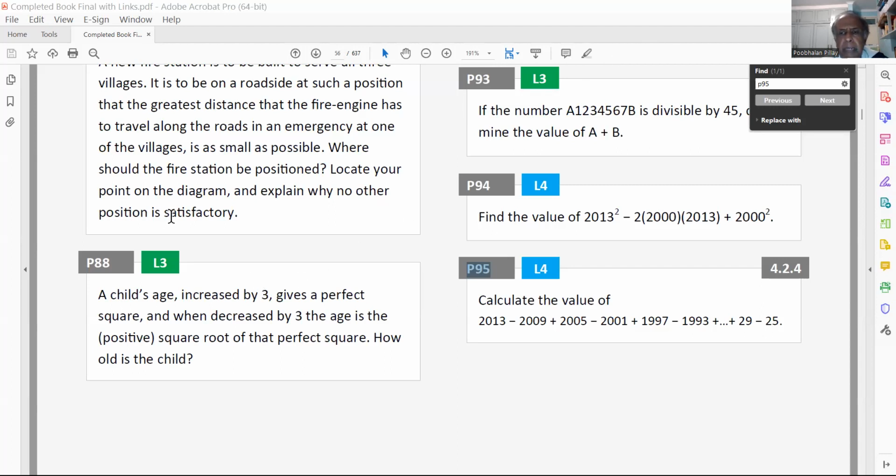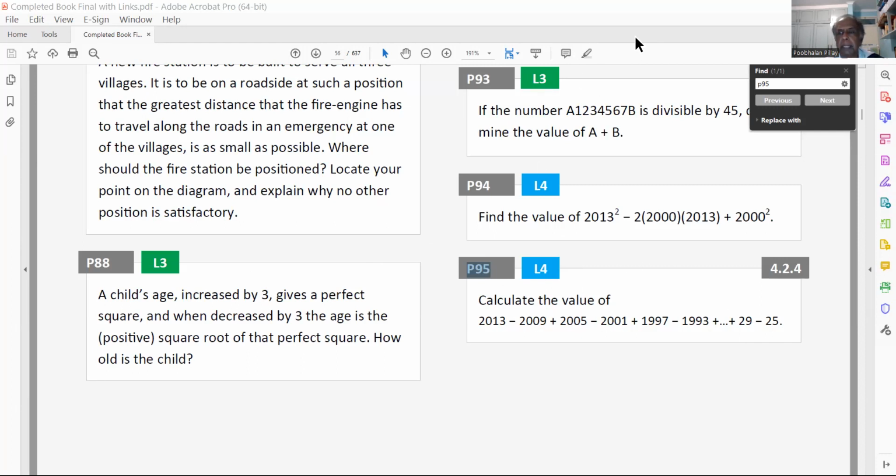We go on to problem 95, which is right at the bottom of the screen. Here the problem says, calculate the value of 2013 minus 2009 plus 2005 minus 2001, and so on, all the way up to 29 minus 25. So you're starting from 2013, the signs keep changing, and you stop at 29 minus 25.